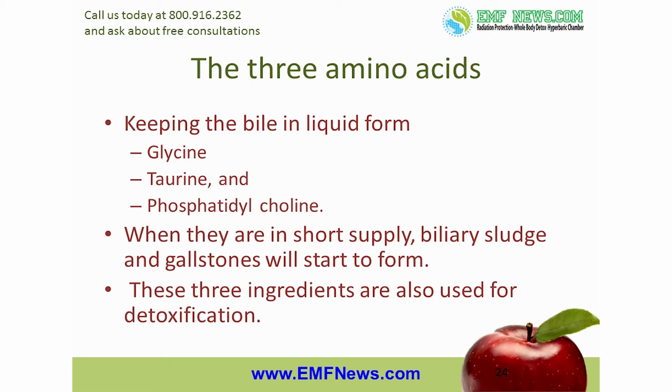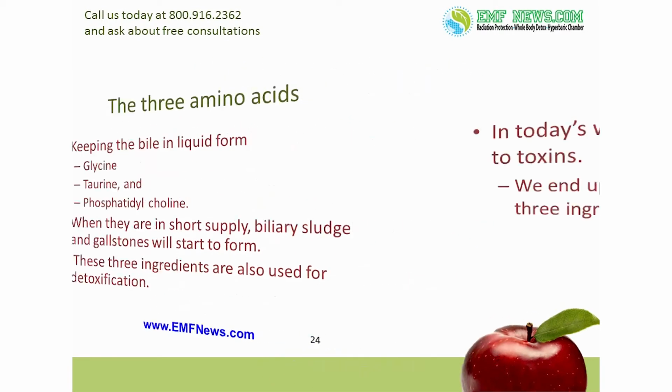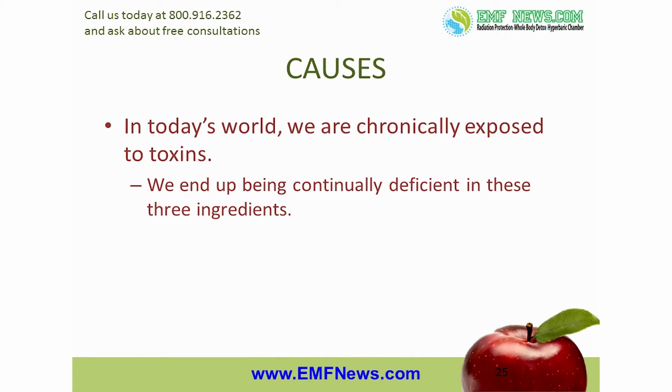The problem is that in addition to keeping the bile healthy, these 3 ingredients are also used for detoxification. Glycine and taurine are involved in a detoxification process called peptide conjugation, and phosphatidylcholine is used in a detoxification process called methylation. Now, if we were only exposed to toxins once in a while, it wouldn't be a problem. But in today's world, we are chronically exposed to toxins. As a result, we end up being continually deficient in these 3 ingredients.